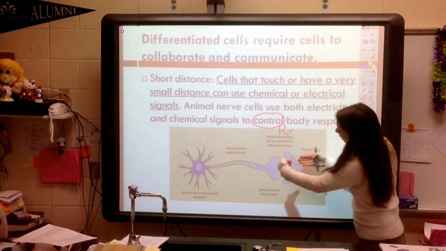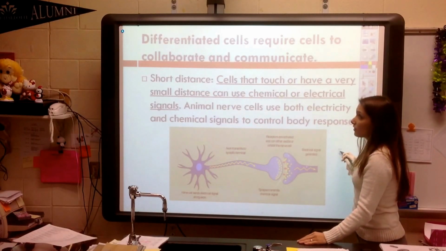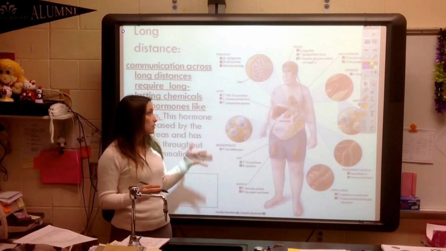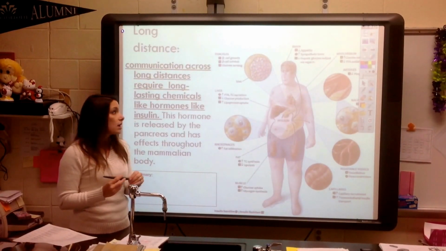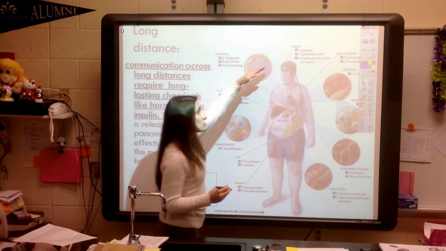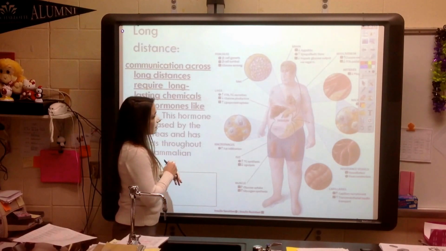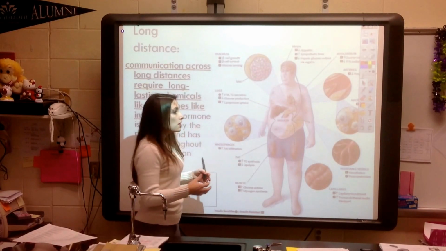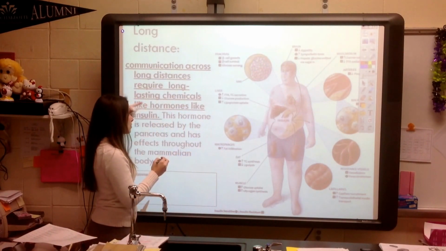So if the cells are really close to each other, they can either use electricity or chemicals. But sometimes cells that are very far away need to communicate. And these require long-lasting chemicals like hormones. The hormone insulin is a really important hormone. It's going to help control the sugar in your blood, because if there's too much sugar, it can actually cause brain damage. So insulin is actually going to be made in an area of the body called the pancreas. So when you eat sugar and it gets absorbed into your blood, the pancreas will notice if there's a lot of sugar. The pancreas will make a long-lasting hormone like insulin.